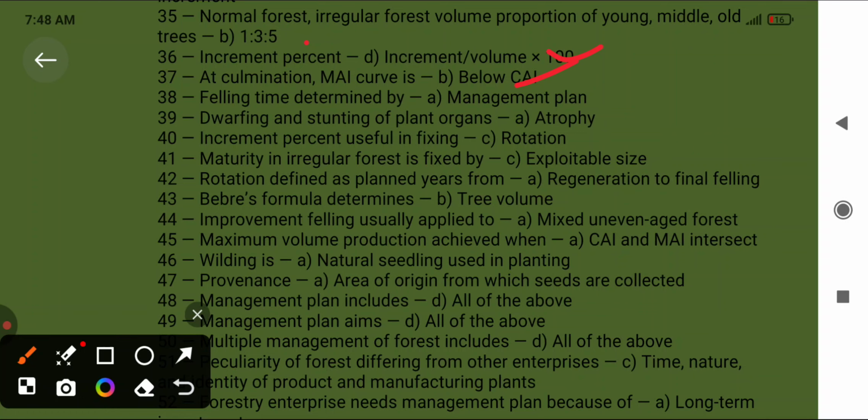Filling time is determined by the management plan, and drafting and sustaining. Increment percent is useful in fixing rotation, and maturity in irregular forest is fixed by exploitable size. Rotation is defined as the planned year from origination to final filling. The Bibri formula determines tree volume.